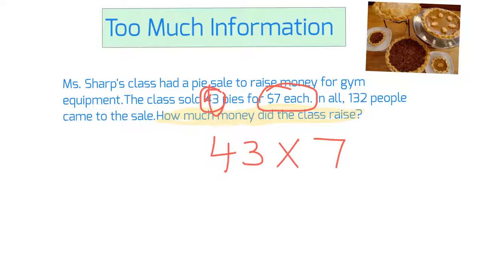Now, we have to think about what information did we not need to solve this. Well, if I'm trying to find out how much money the class raised, I do not need this information about there being 132 people coming to the sale. The number of people who came to the pie sale does not help us find out how much money the class raised.